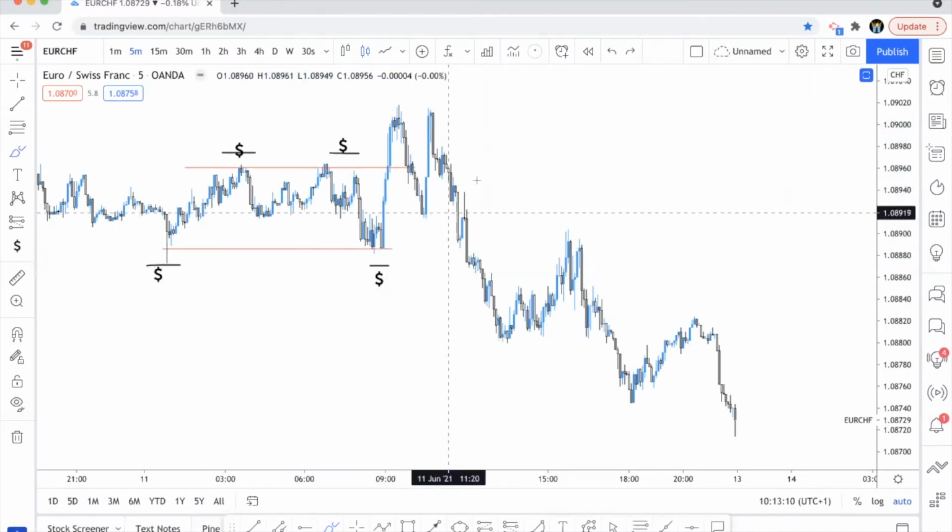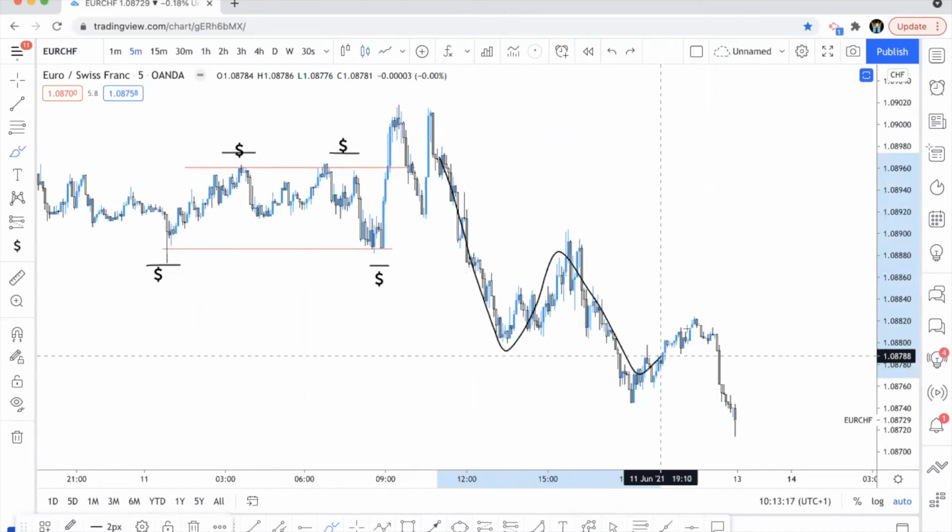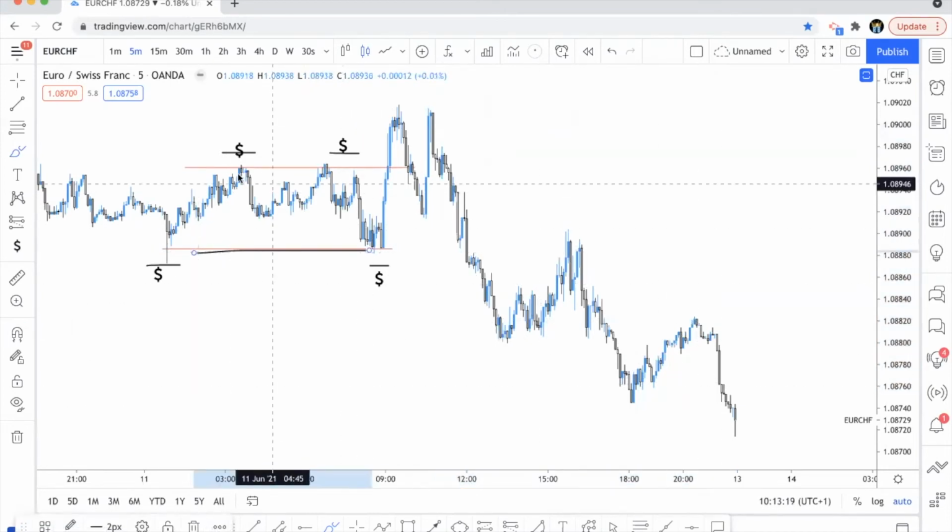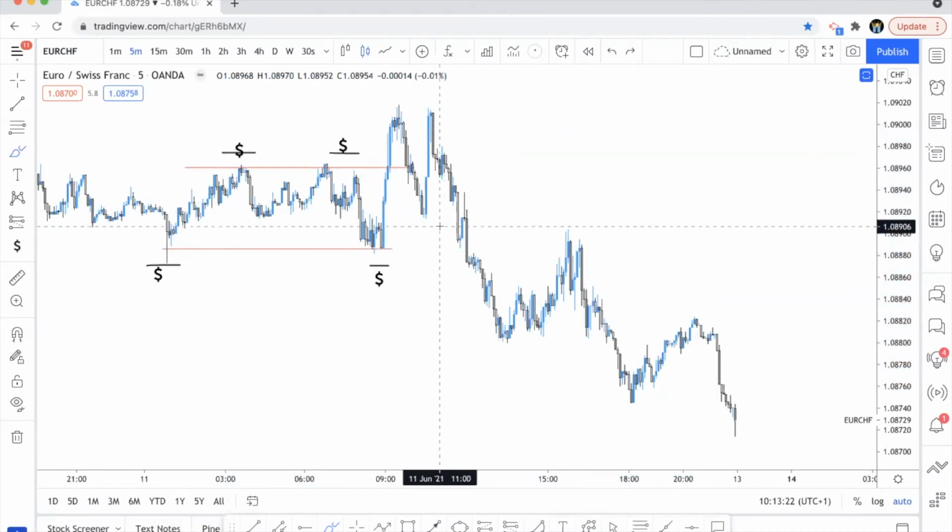So in order for banks to make money, in order for banks to push the market even further, they have to take out liquidity. That's how the markets are moving. That's how they move, right?